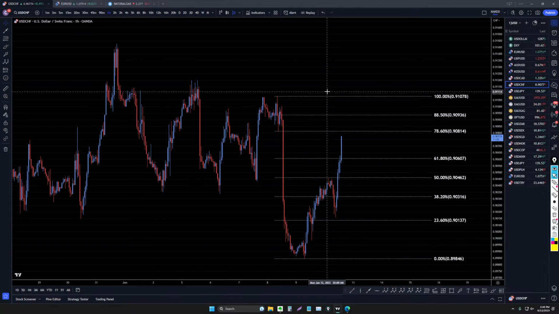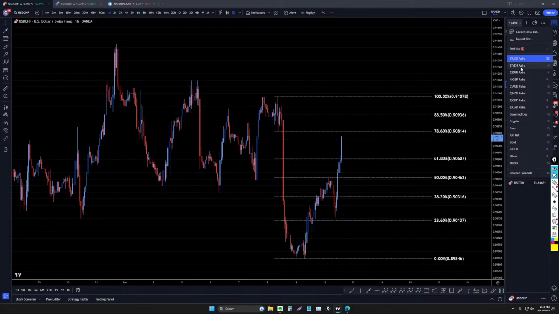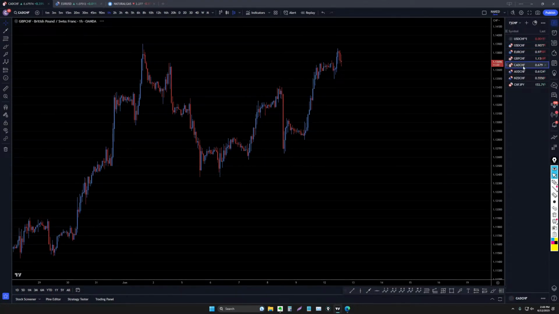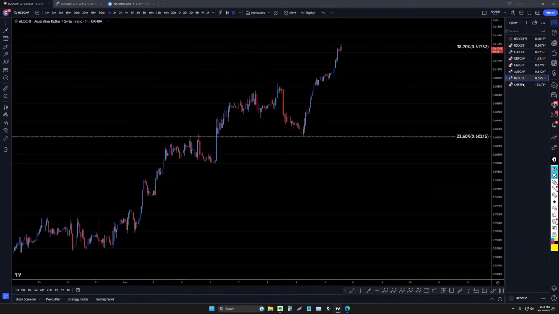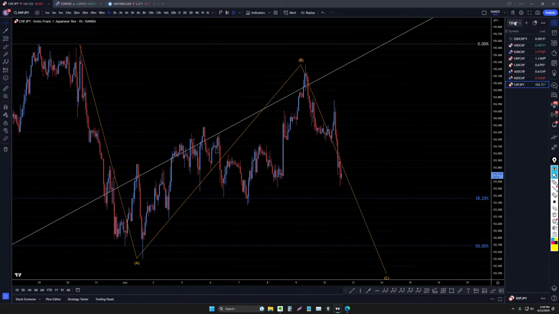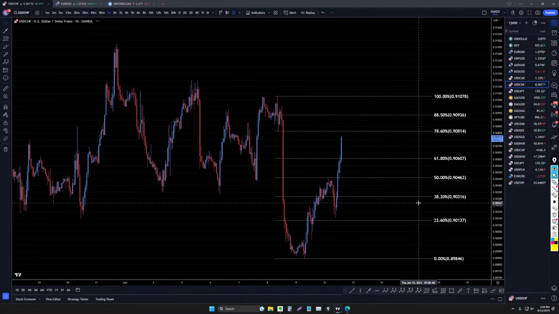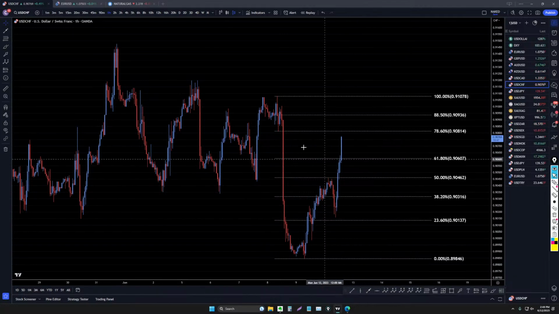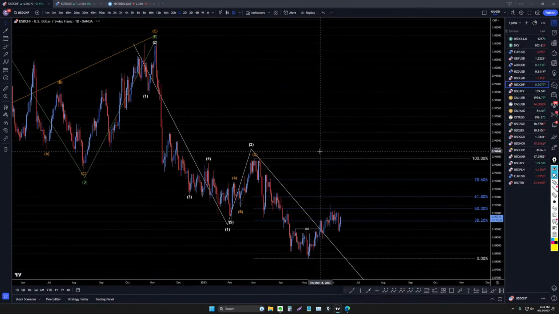Wow, that one's going up really strong. That must be because of the Swiss, though. We can tell almost instantly. Oh yeah, look at that. All the Swiss pairs are moving. So that's definitely a Swiss move on the US dollar Swiss right there. As you can see, we got a little bit of dollar strength and a little bit of Swiss weakness causing that. Let's go up to the daily.